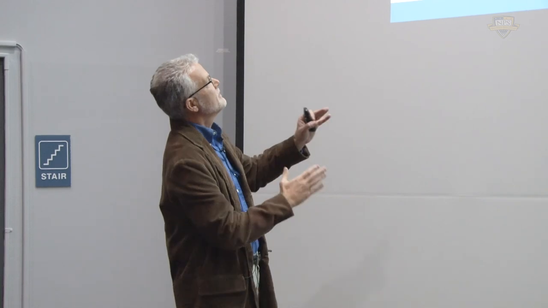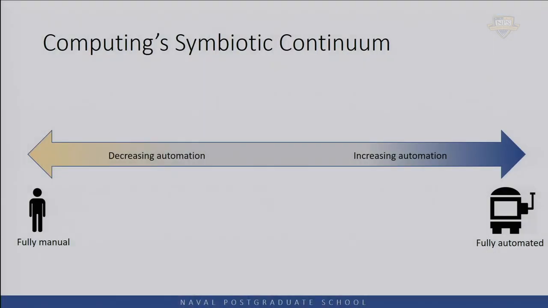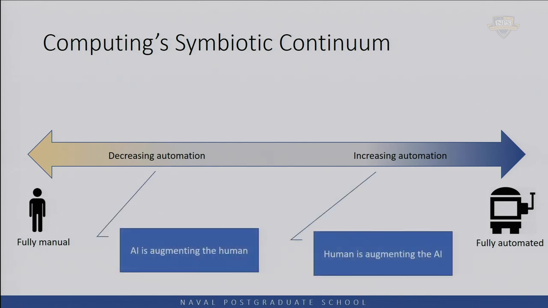Okay, so what we're getting at here is that there's this continuum. The only two points on this line that we're not talking about are the two endpoints, because everything in the middle is some combination of my user doing something and the hardware doing something. Okay? And on one side, when we're down over here, we're talking about the AI augmenting the human. The human's doing most of the work and the AI is just helping you out. There's a lot on this side.